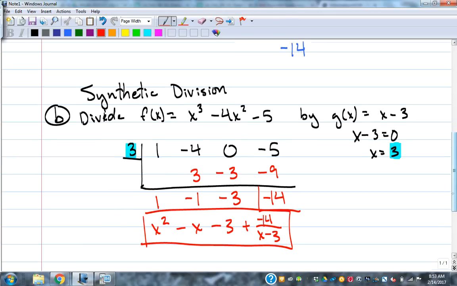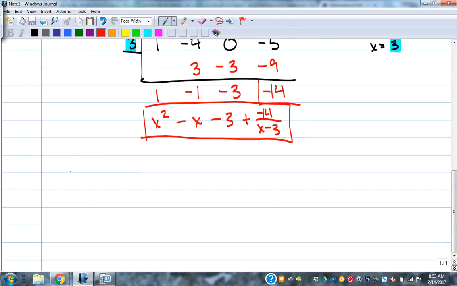Now, what's the purpose in all this? It comes down to the factor theorem.